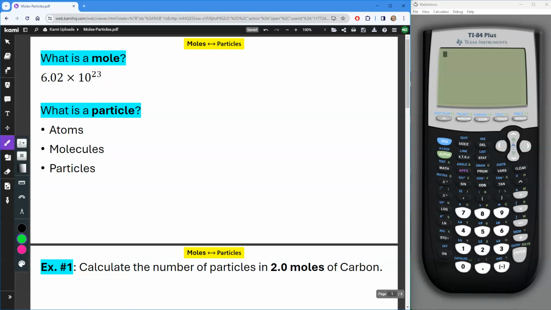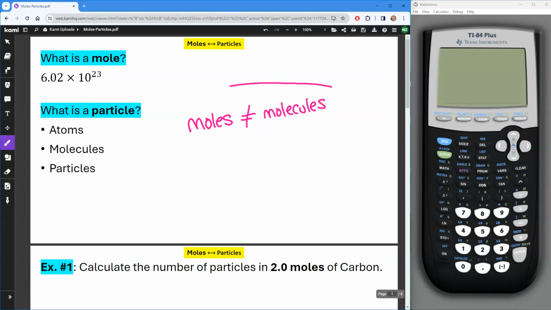The other question you have is, what's a particle? Well, that's a fantastic question. Particles are atoms, molecules, or just particles. And this is really important. Moles are not molecules. Moles are not molecules. They're not the same thing.